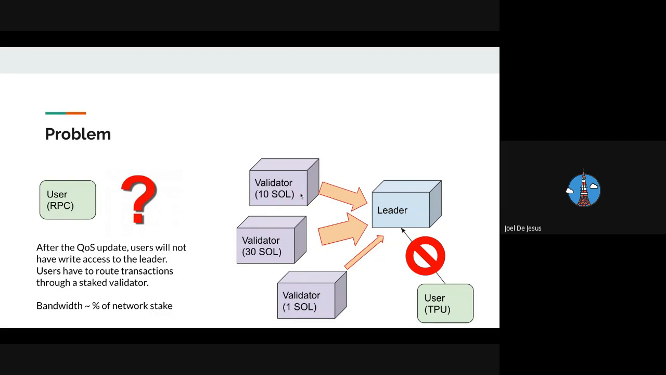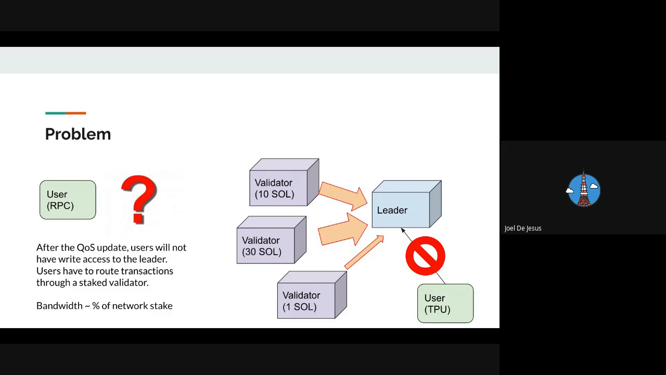So in this graphic example, can you see my mouse cursor when I'm pointing at the PowerPoint slide? Yep, I could see it. Oh wow, okay, that's good news. So in this diagram, I have the validators. The arrows reflect the bandwidth that validators have to the leader to send transactions. The bandwidth is proportional to the amount of stake they have. And the stake is denominated in SOL, S-O-L, which is the base unit currency for Solana.